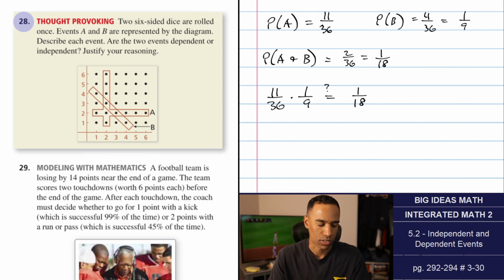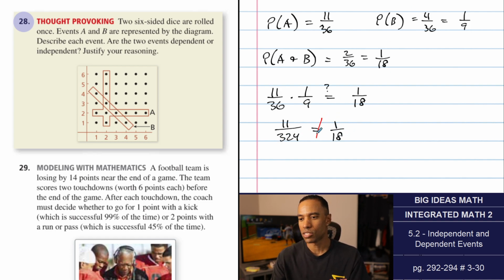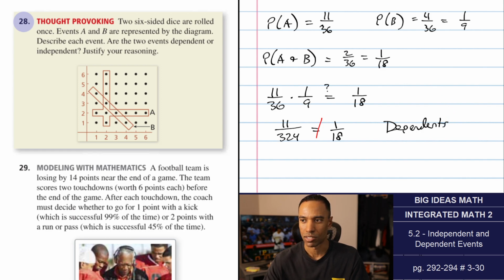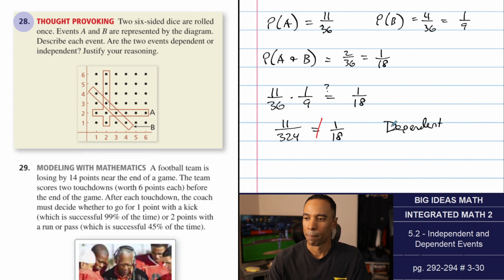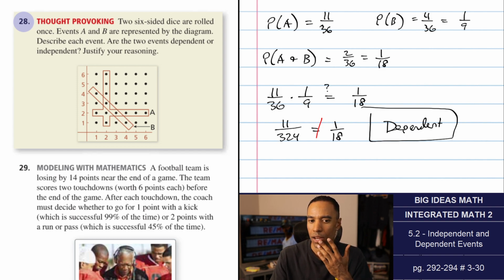Let's see, that's 324. So 11 over 324, which I doubt reduces, but I'm just going to compare them anyway. I'm going to assume no. 1 out of 18 is actually 18 out of 324. So these are not independent. These are dependent events. Dependence. That's not the first time I wrote that. They are dependent events because the multiplication of the individual probabilities does not equal the probability of A and B. Okay. Anyway, so there's that one.